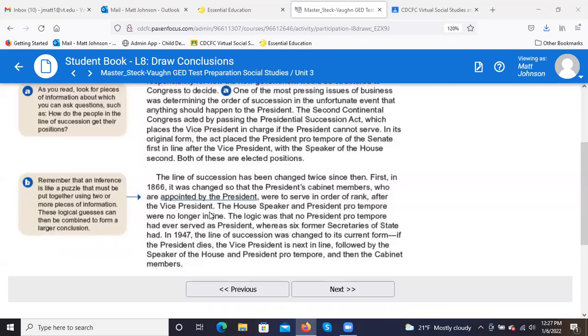So remember that an inference is like a puzzle that must be put together using 2 or more pieces of information. These logical guesses can then be combined to form a larger conclusion. They mentioned things like elected positions. Your president pro temp is a senator, so he was elected. The Speaker of the House is a U.S. representative. They are elected. The cabinet members are appointed officials. So in a democratic society, you would want elected officials in that order of succession because those were chosen by the people, not the president. And nowadays, the vice president campaigns with the president, so you really are sort of electing both, if you think about it.